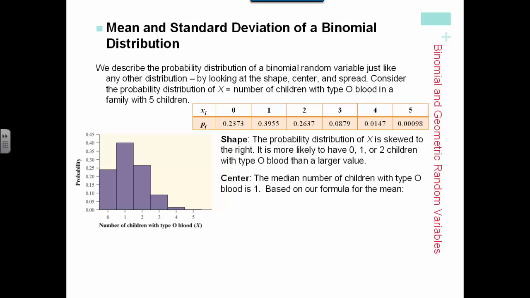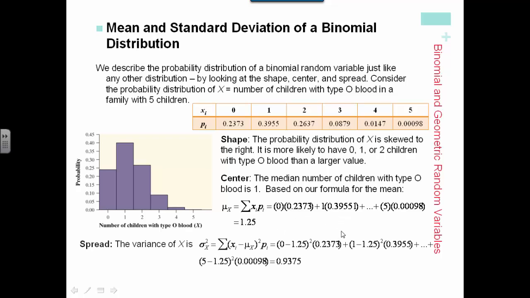Center. The median is 1. Based on our formula for the mean, which is what we learned in the last sections, we get 1.25. Spread. The variance, which we also learned how to calculate in the last section, is 0.9375. So the standard deviation is the square root of that, 0.968.